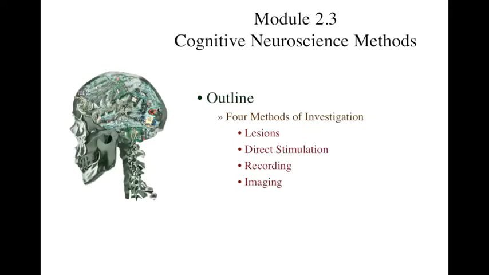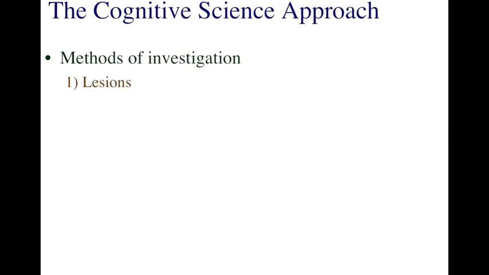In this video lecture, we'll look at cognitive neuroscience methods. We'll investigate 4 methods, starting with lesions, then looking at Penfield's procedure of direct stimulation of the brain. Then we'll look at 2 forms of recording, single-cell recording and electrophysiological recording, and then we'll consider structural and functional imaging. The first method of investigation we'll look at is the use of lesions to study cognitive neuroscience.